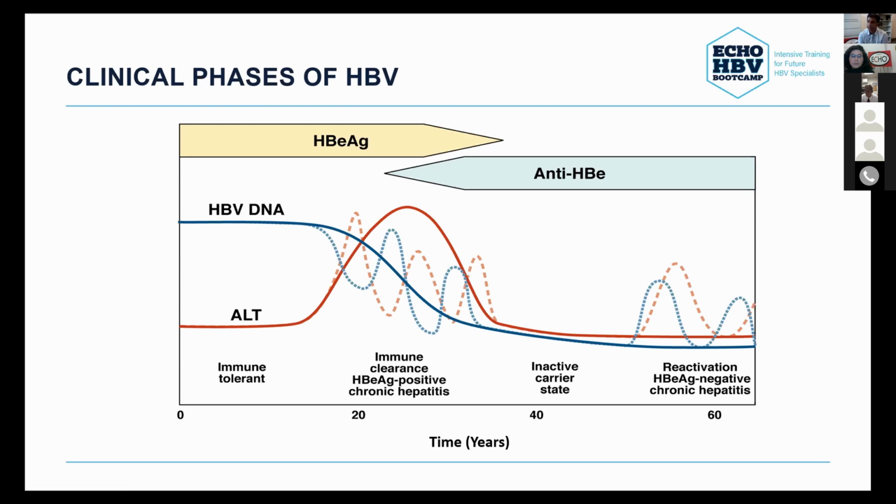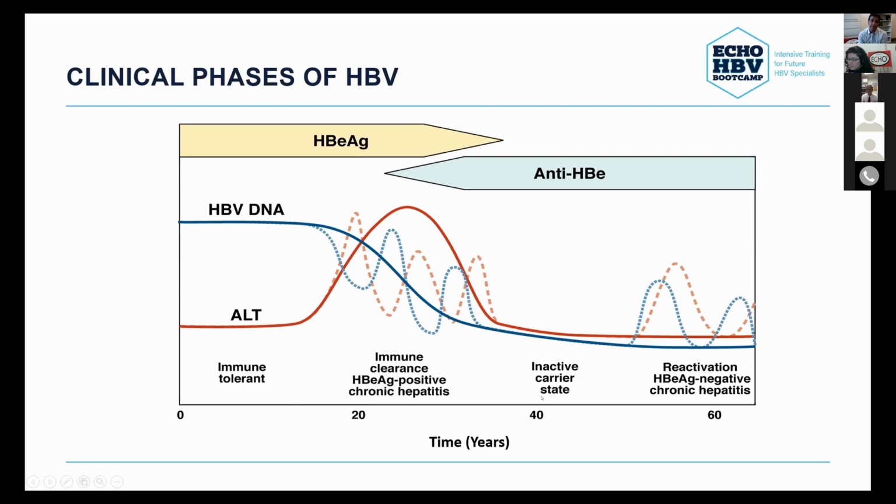So especially this can happen when a pregnant woman delivers the child, and then the patient gets immune reconstitution. This can happen when a patient who is on negative DNA and normal ALT goes on chemotherapy or immunosuppressive therapies. So in those scenarios, the virus, which is dormant, can suddenly reactivate and give rise to hepatitis.